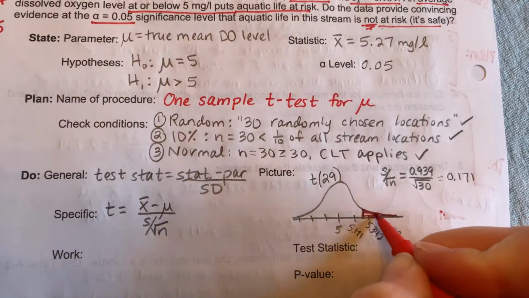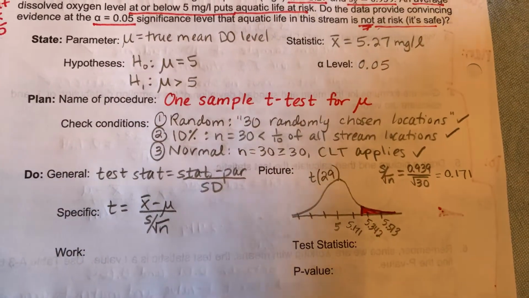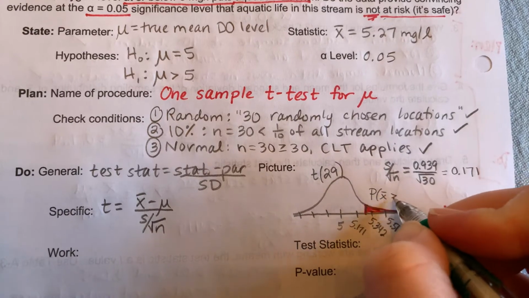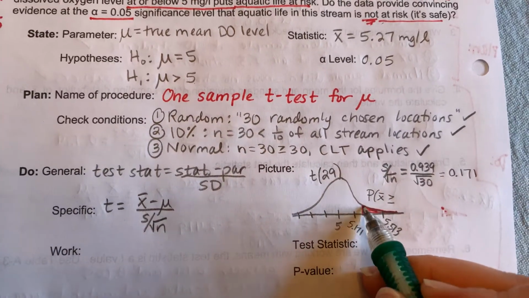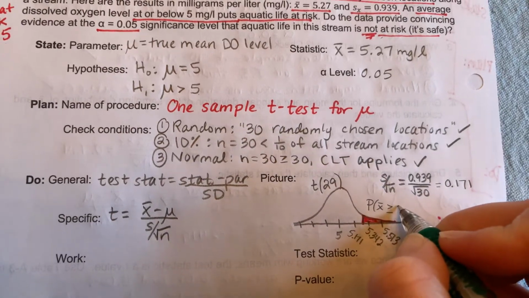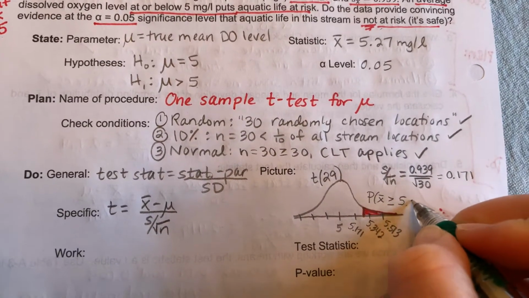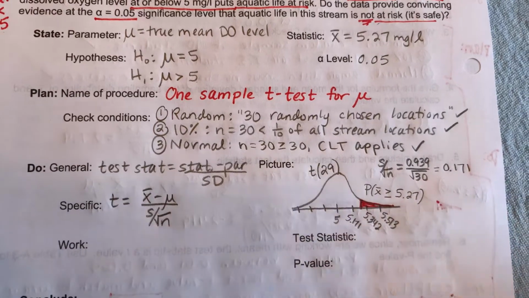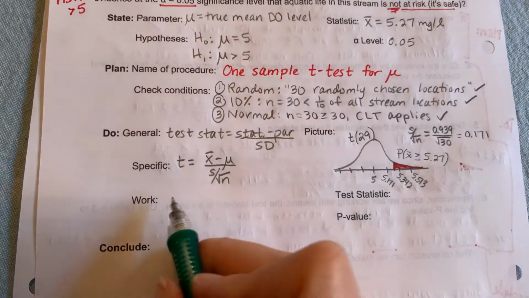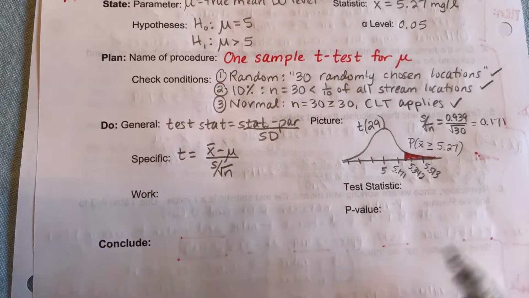Okay, so that is going to be my probability that my sample mean X bar is greater than this time, right? I want to be as extreme as the sample results or more. So greater than or equal to 5.27. Okay, so now that I know what that probability is that I'm looking for, I'm going to go ahead and find the test statistic that will help me find that area.